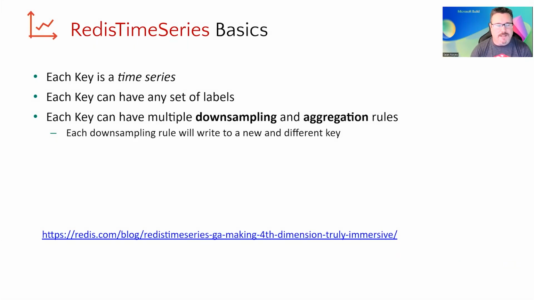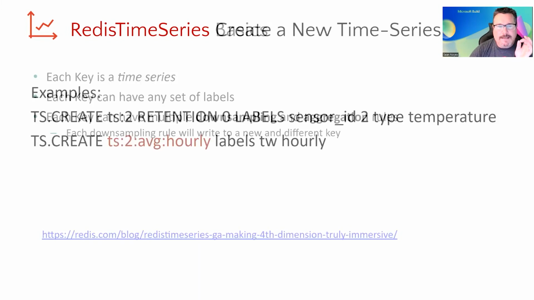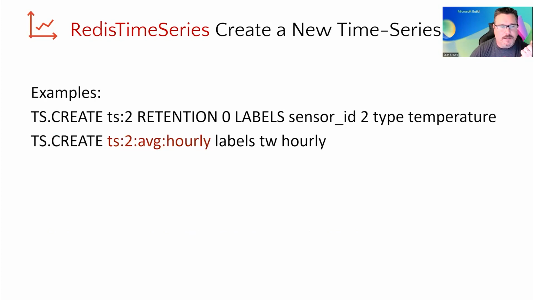So in Redis time series, each key is a time series. Any key can have any number of labels set to it, and it can have multiple downsampling and aggregation rules. And that's really what's special about using Redis time series. So when we create a time series, we're effectively going to create, just like a Redis index, a key, and we're going to say we want to retain it for this. We give it a label, sensor ID, and then we give it a tag. We're also going to create a second key, which we're going to store our aggregation in.